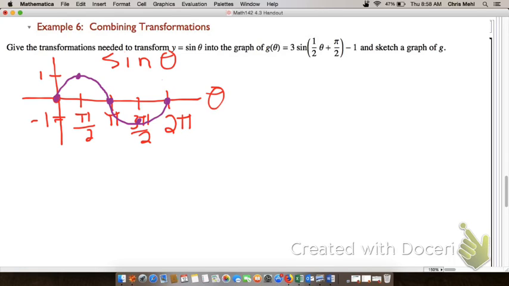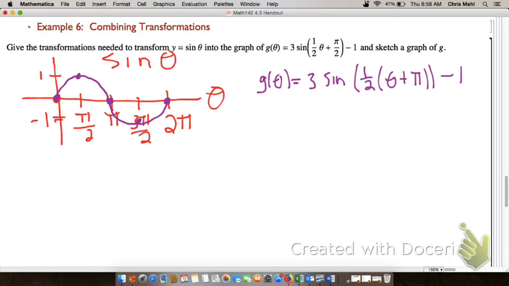Before transforming this function, you need to write it in a more useful form. We're going to write this as g of theta is 3 sine, factor out the 1/2 inside the parentheses, and then what you'll end up with is theta plus pi, and then a minus 1. So now we need to find the period, the phase shift, the amplitude, and the midline.